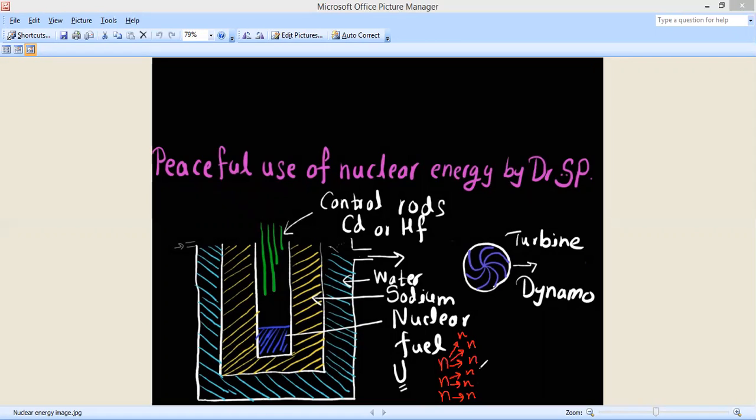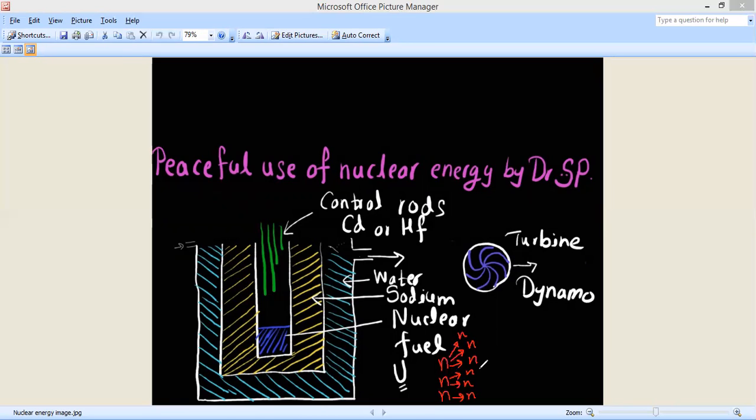Because of this, a tremendous amount of nuclear energy is released. There was a neutron binding energy present inside the nucleus, so a tremendous amount of nuclear energy is released. Now if we do not control this reaction, it is called an uncontrolled reaction, and that is converted into a bomb. But in today's video we are going to focus on the peaceful use of nuclear energy, so we are going to focus on how to control this reaction also.